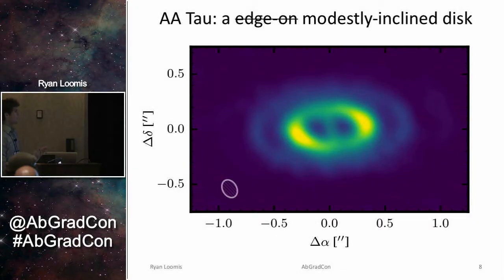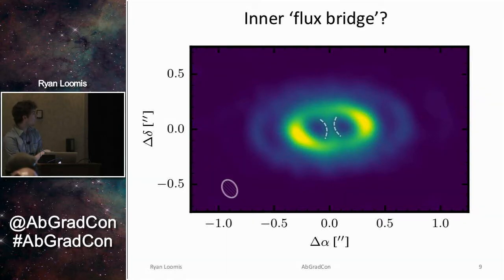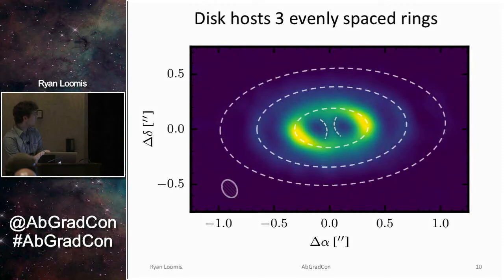But when we started looking at it with ALMA, it's clearly not edge-on. It's inclined at about 60 degrees, so that's much more like this rather than edge-on. And it's got weird features. So just like HL Tau and TW Hydra, it's got things like this weird little flux bridge. It's got rings here, so there's one ring there, another ring there.